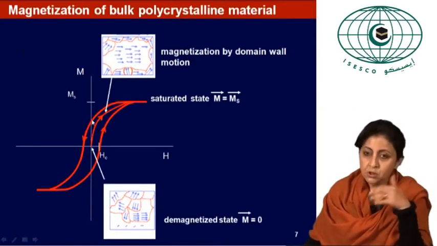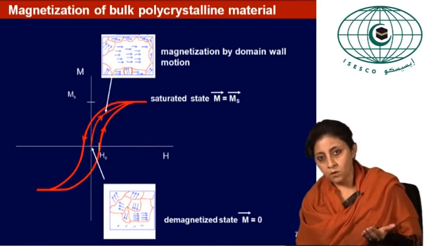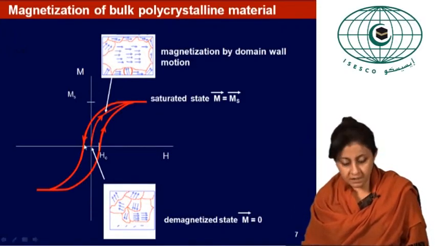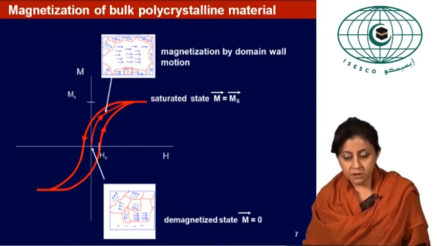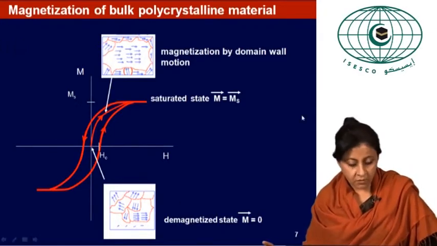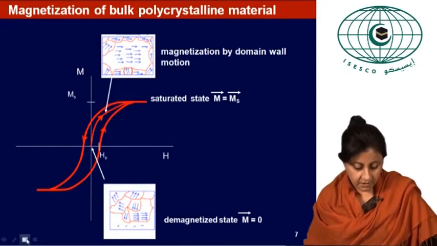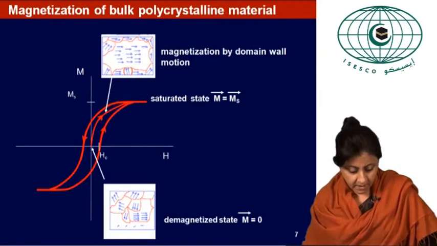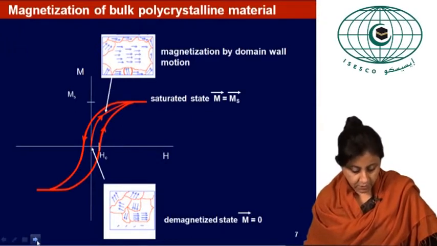To depin the domain walls and reduce the magnetization to 0, one needs to apply a negative field in the reverse direction to the original magnetizing direction, and this is known as the coercive field. So this is generally the behavior of a ferro or ferrimagnetic bulk material, where magnetization takes place by domain wall motion or domain rotation.